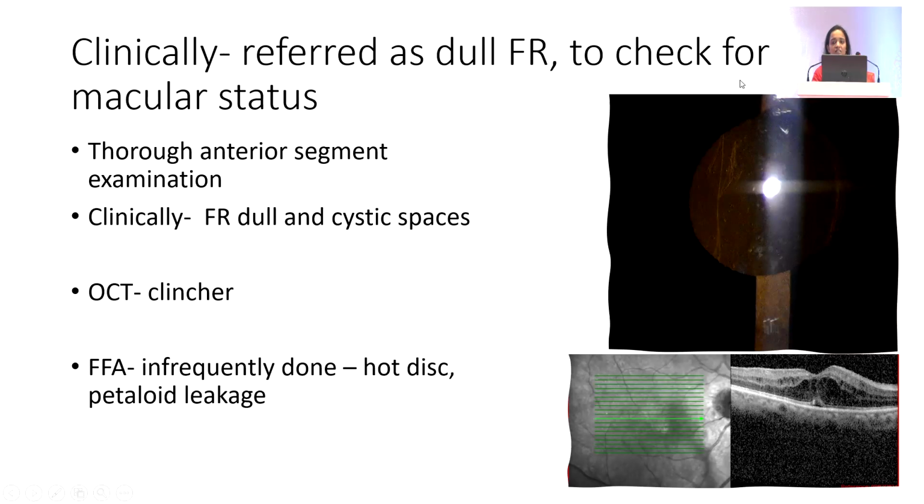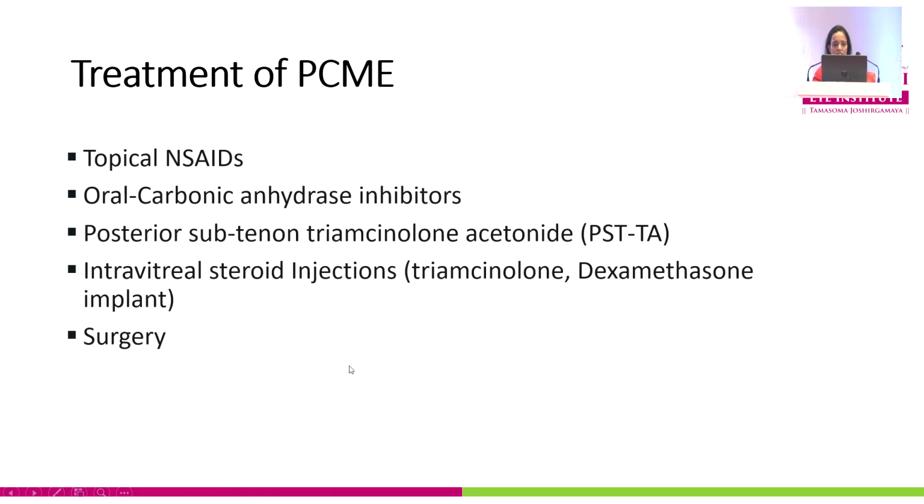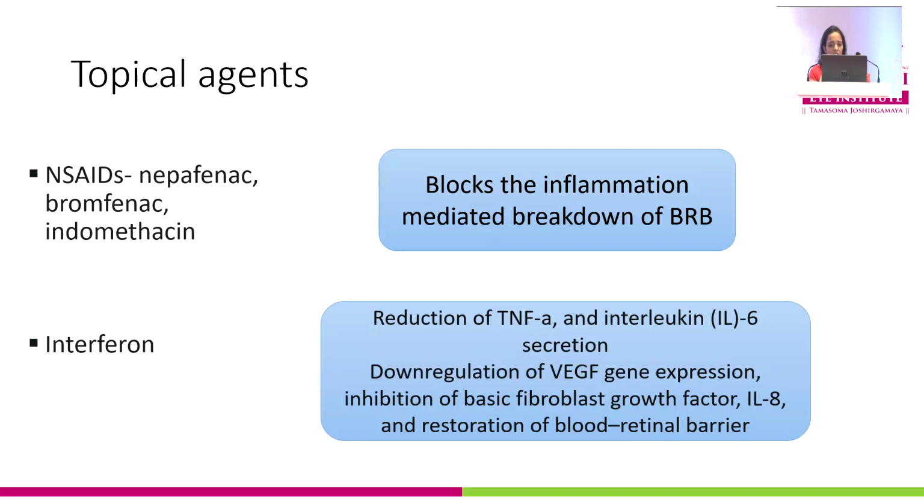You can see evidence of complicated cataract surgery, maybe in the form of PCR. There'll be, of course, a dull FR and cystic spaces. OCT is the diagnostic modality of choice. FFA can be done rarely in cases where the diagnosis is uncertain. So the treatment includes topical NSAIDs, very popularly used. Oral carbonic anhydrase inhibitors have been known to be effective according to some French studies. Posterior subtenon triamcinolone, intravitreal steroid injections, either IVTA or a DEX implant, and surgery in the form of anterior vitrectomy and pars plana vitrectomy.